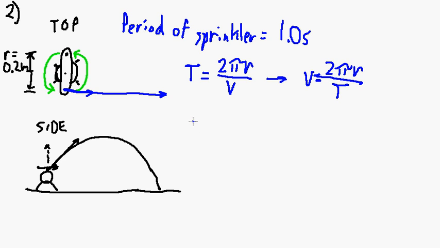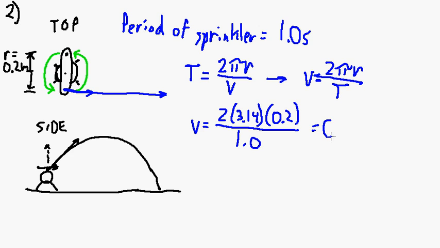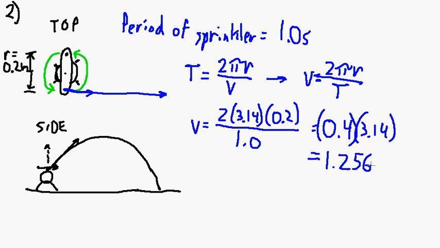And then you get v equals 2 times 3.14 times 0.2 all over 1.0, and that equals 0.4. 0.2 times 2 divided by 1 is 0.4 times pi, and it equals something like, let's see, 1.256 meters per second, if we want to be super precise, maybe.